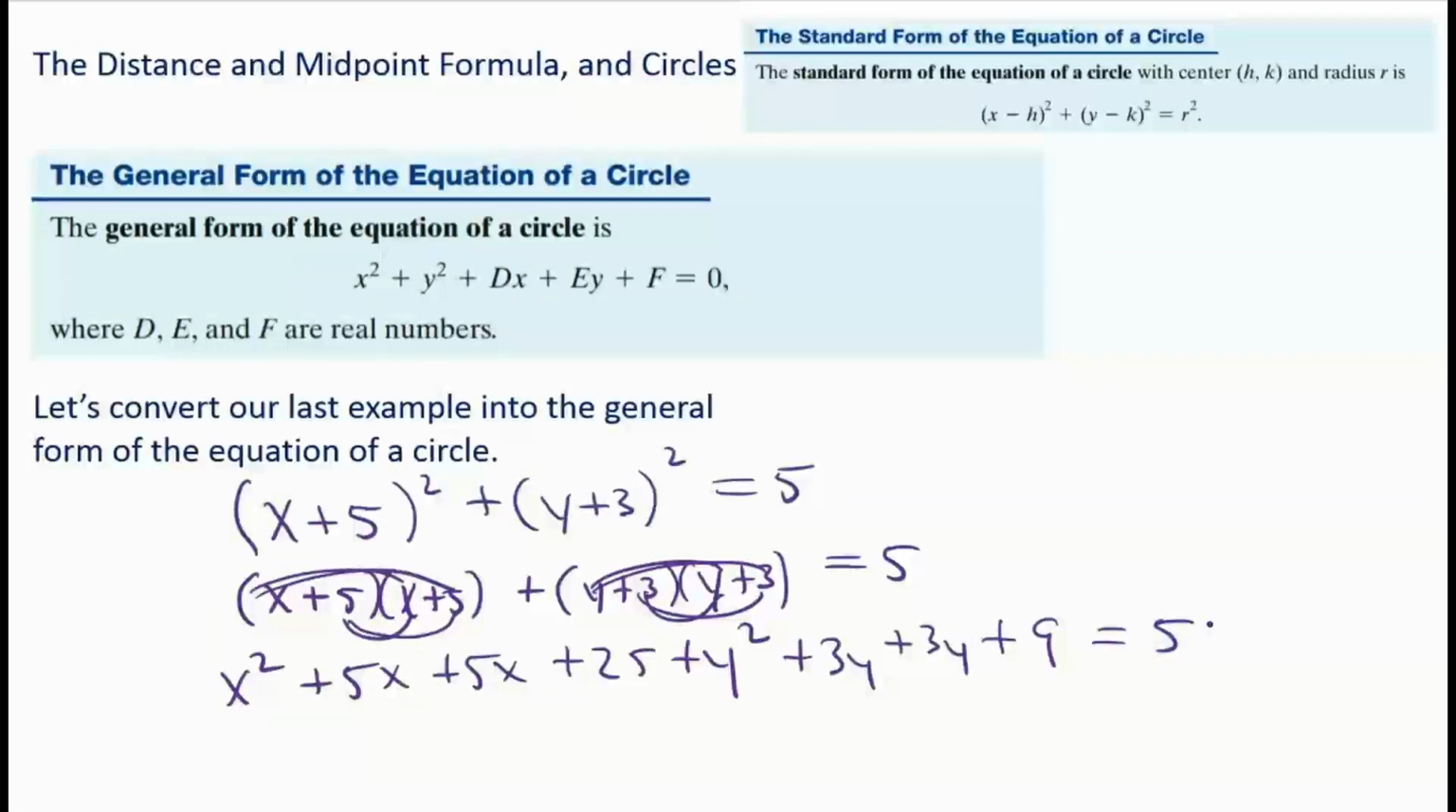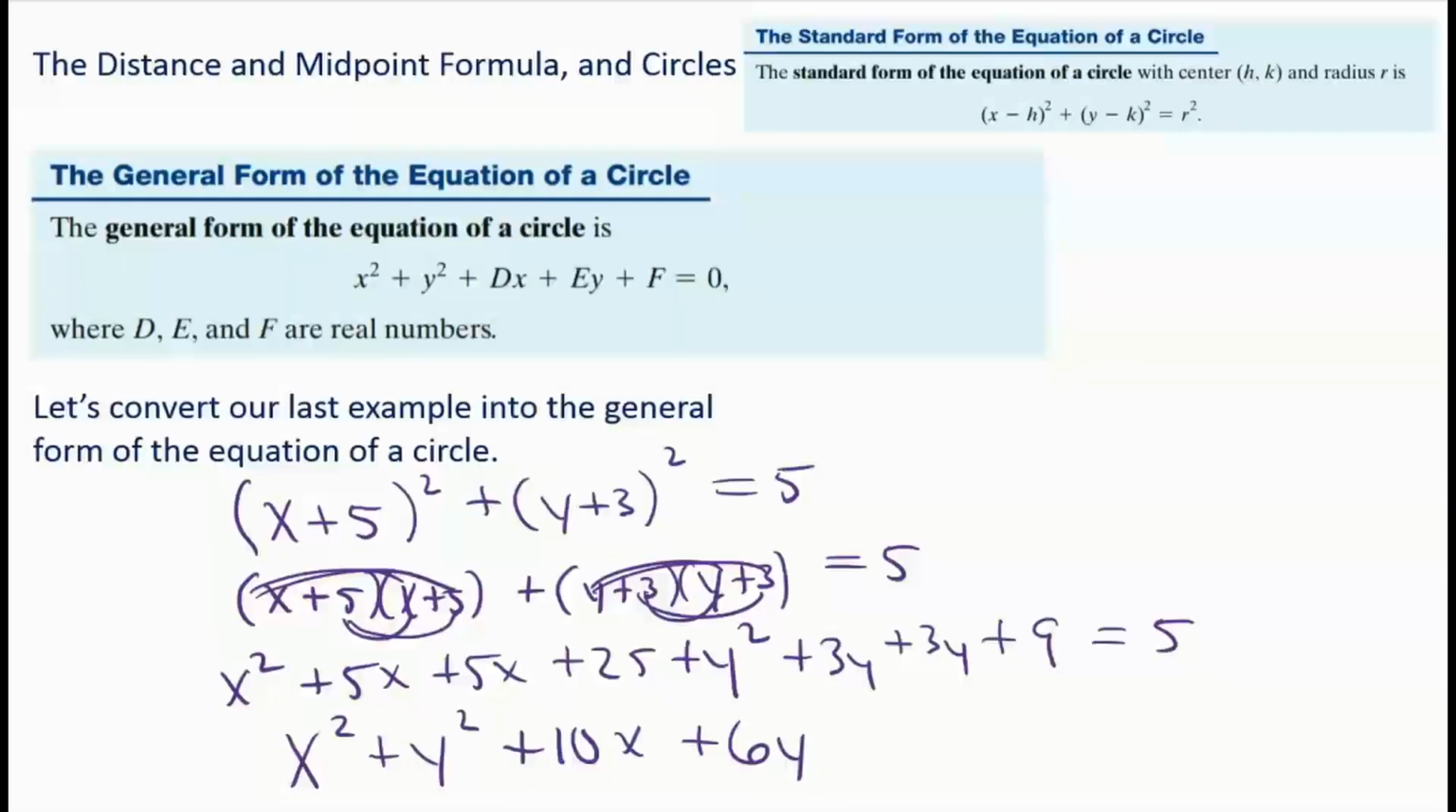Now I'm going to go through and add like terms and try to write it in this order. Notice it's got an x squared and y squared first. There's an x squared there, and then way down here is y squared. So it's x squared plus y squared. Then it listed the x's next. 5x plus 5x, and there's no other x's, so that's 10x. And then it listed the y's next. 3y plus 3y is going to be 6y.